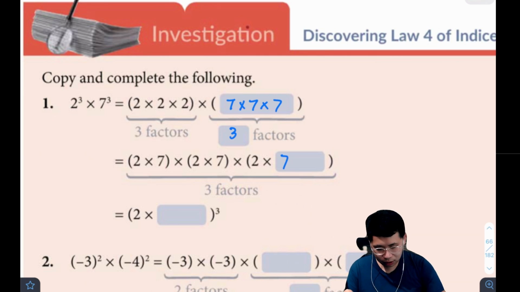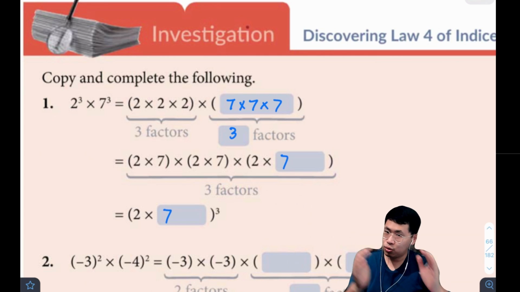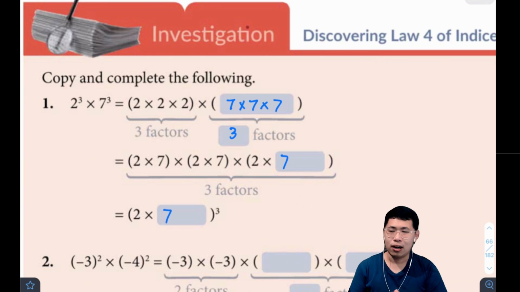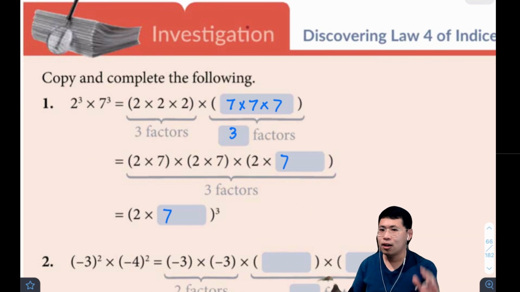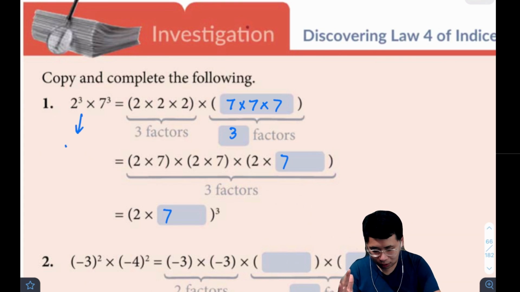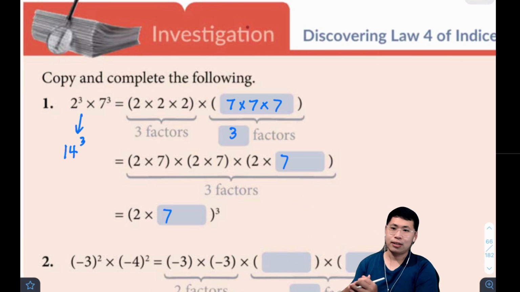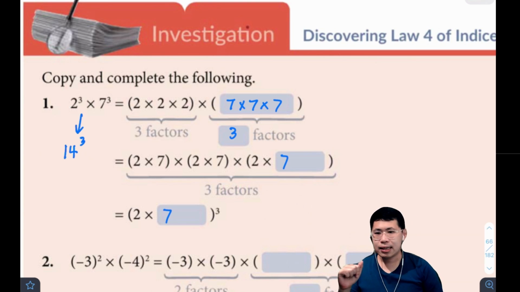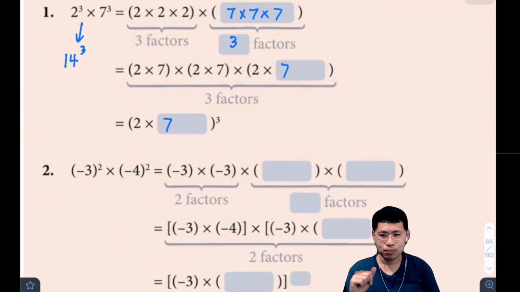So altogether, because we have 3 groups, we can simplify it by writing it as an index. So (2 times 7) to the power of 3. If you want to do it straightforward, you can just do 2 times 7, which is 14, to the power of 3. You can do it like this straight away. Okay, now with this, let's take a look at part 2.